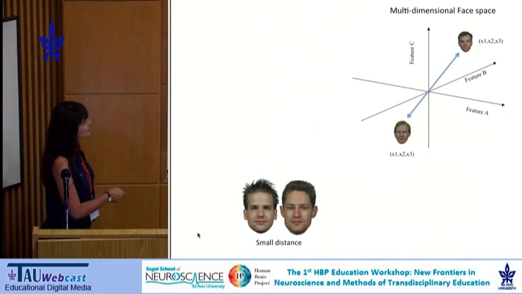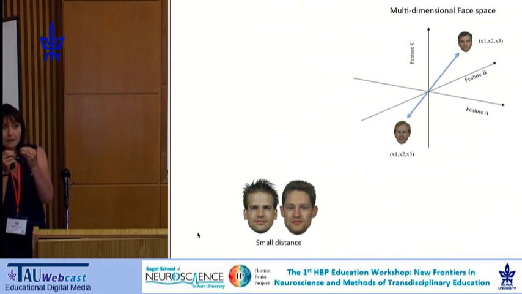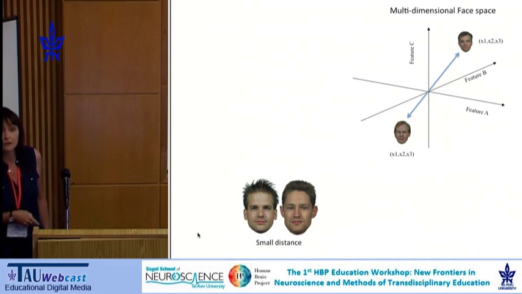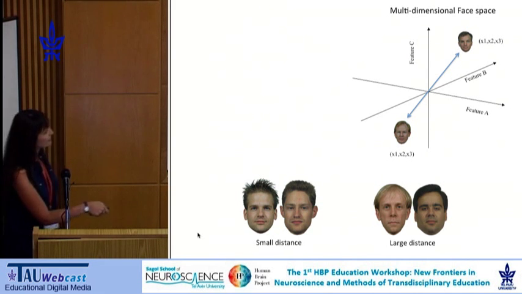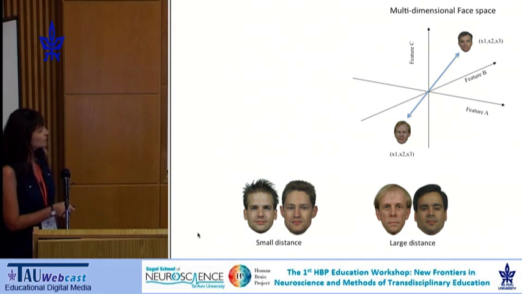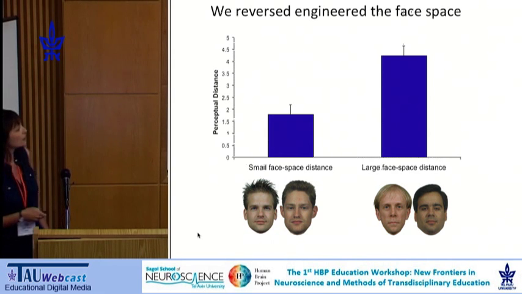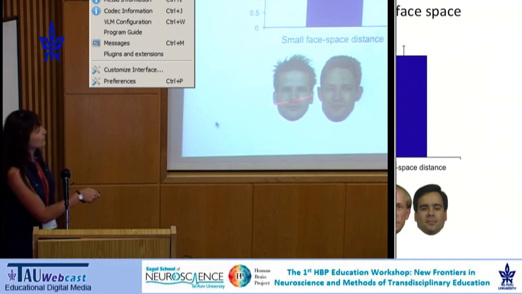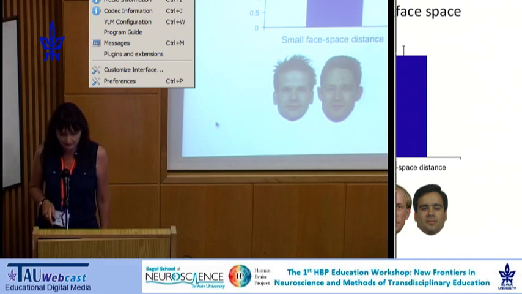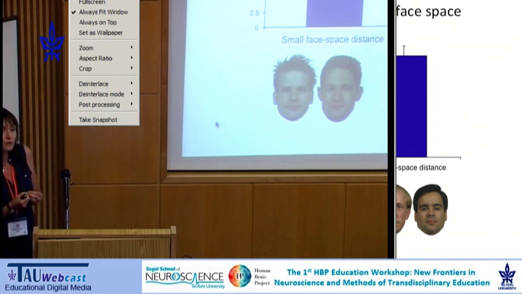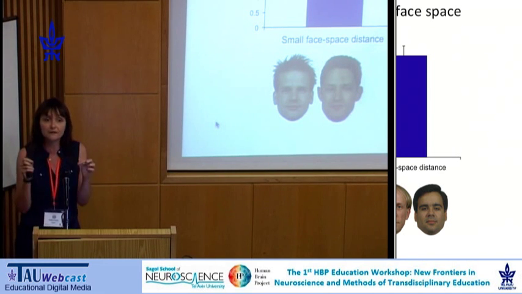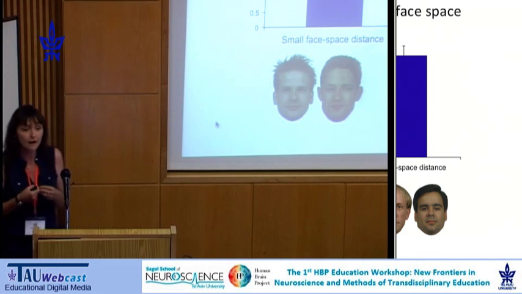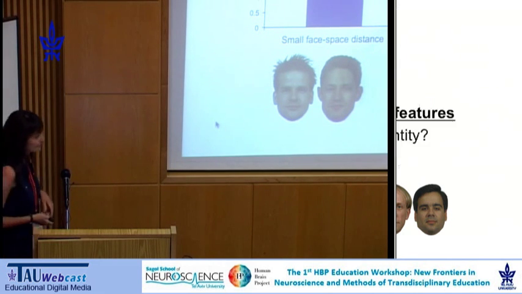So for example, these are two faces that had relatively short face-space distance, and when we show them to subjects, they would say that they are relatively similar. Those have relatively large distance in the face space, and when we show them to subjects, they would say that they look relatively different. Okay, so these are different faces with large face space distance. These are relatively similar faces with small face space distance. So basically what this shows is that by using those 20 different features, we were able to reverse engineer the face space. So we were able to find out what are the features that we use to recognize faces.